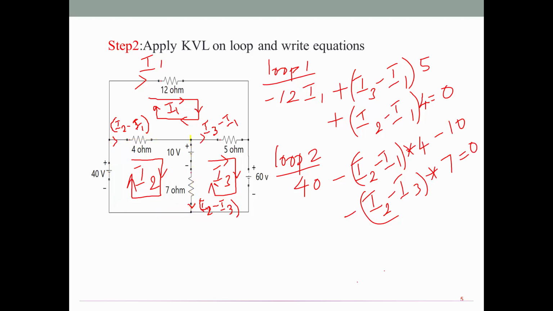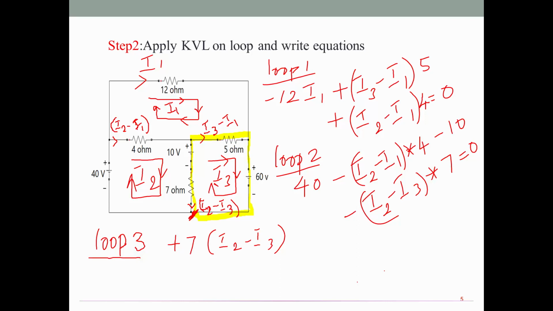Now consider loop 3. Loop 3 has the 5 ohm, 60 volt, 7 ohm, and 10 volt source. Let me start from this point and complete with the same point in order to write down the KVL equation. Let me start from the 7 ohm branch. I2 minus I3 is the branch current, I3 is the loop current, and both are opposite to each other. So plus 7 times I2 minus I3.